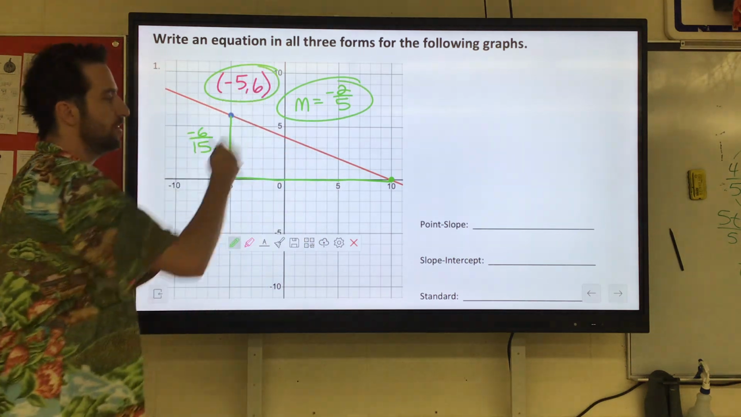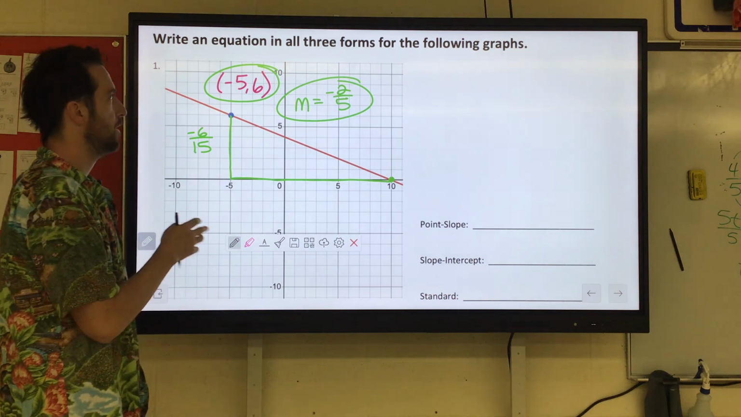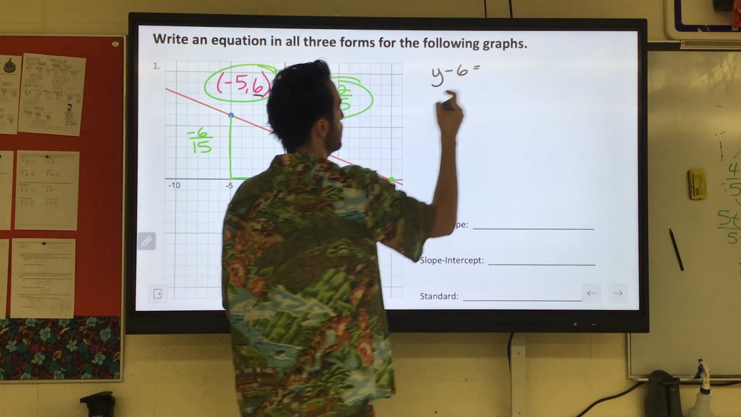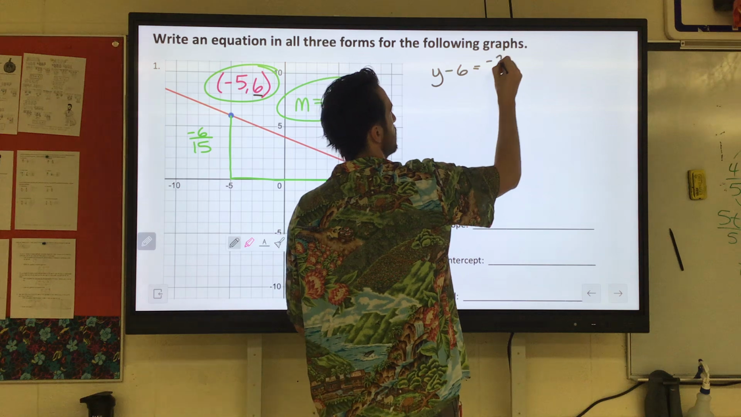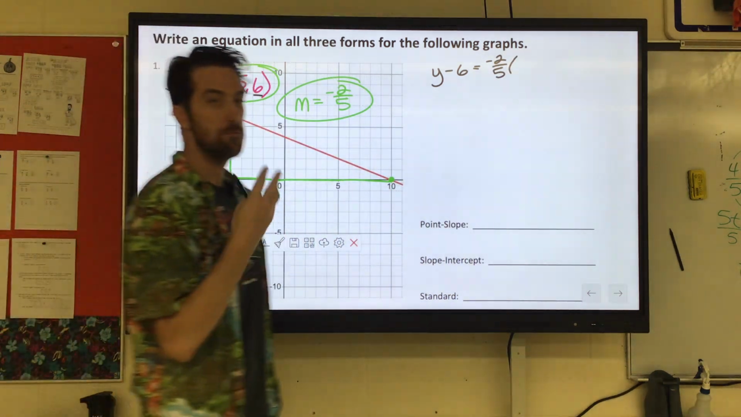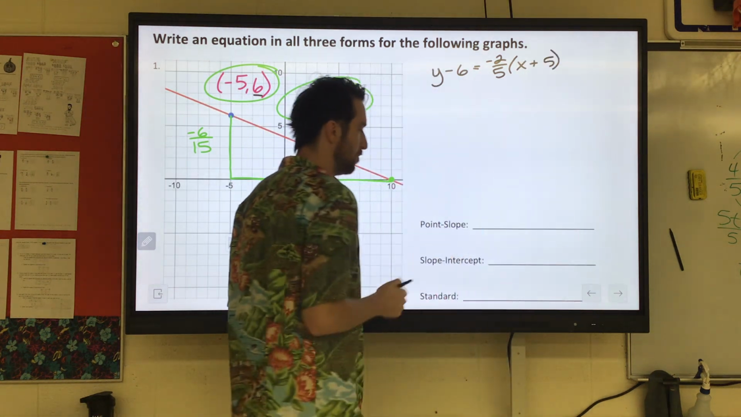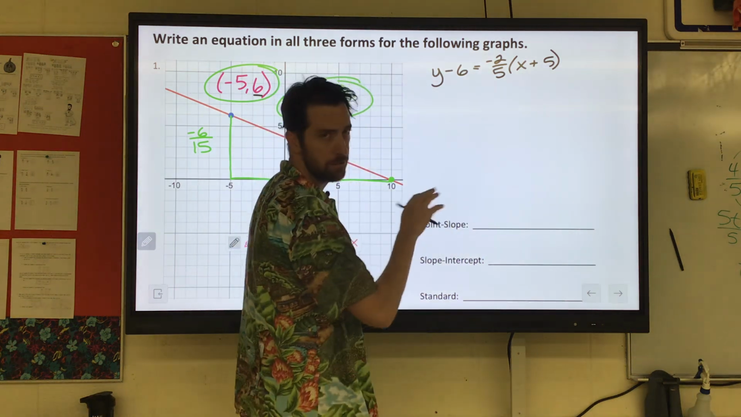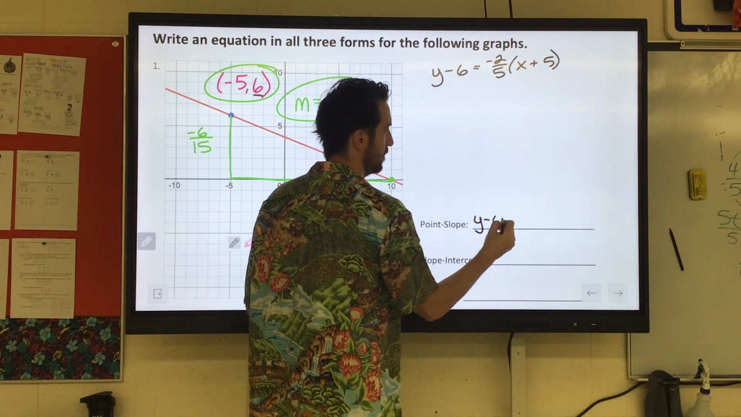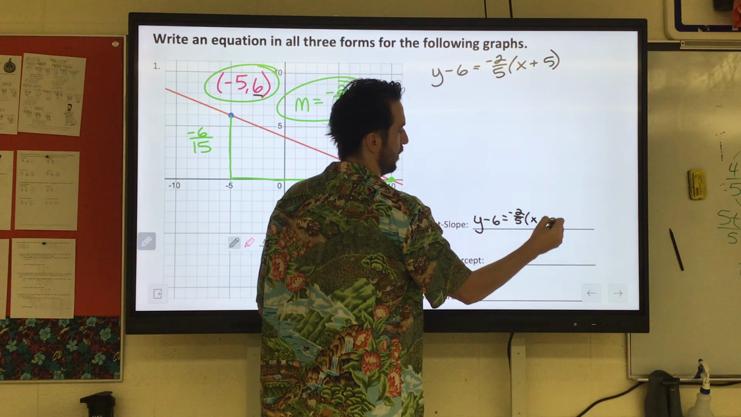There's our point, there's our slope, so we'll drop it into point-slope form. So y minus our y coordinate, the 6, equals our slope, negative 2/5. And then we have x minus our x coordinate. It would say x minus negative 5, but we change that to x plus 5. There it is in point-slope form. Now I wrote it up there because we're going to do a little work to that, but I'm going to write it on the line too. y minus 6 equals negative 2/5 (x plus 5).